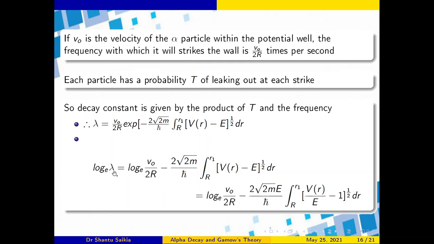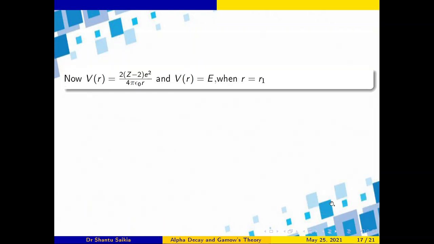Taking the logarithm of both sides, these are mathematical steps. So V(R) minus E, simplifying it, we get something in this form. We take E common, so we can write it as this. Now V(R) we know is equal to 2(Z minus 2)e square by 4 pi epsilon naught r, the Coulomb potential.